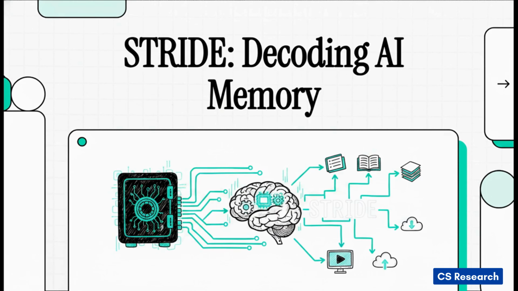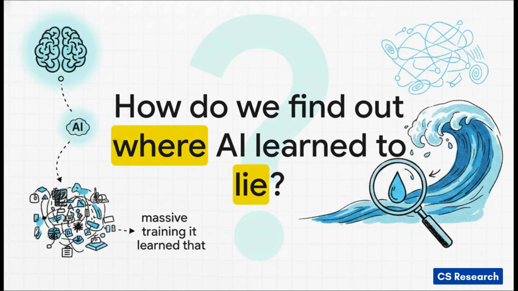Today, we're cracking open one of the most fascinating and honestly notoriously secretive components of modern tech, the black box of large language model memory. I mean, we interact with AI every single day, right? But have you ever stopped to wonder exactly how it knows what it knows? Or better yet, how we can definitively prove where it learns something? Well, today we're unpacking a groundbreaking new framework called Stride, and it basically gives us the map to finally navigate this mystery.